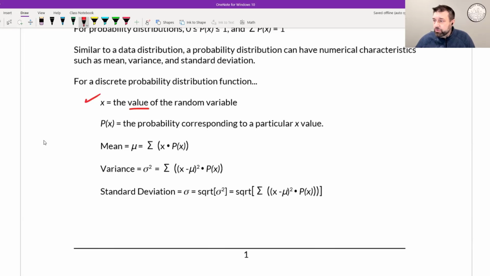X is the value, the outcome of the probability distribution. P of X is the probability corresponding to that X value. And then here are formulas for the mean, the variance, and the standard deviation.